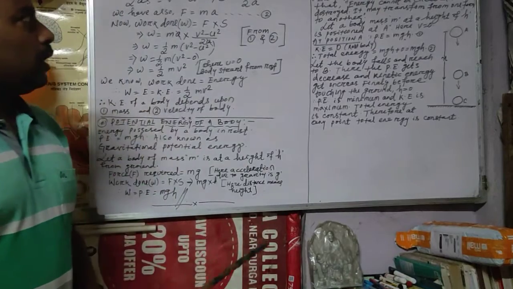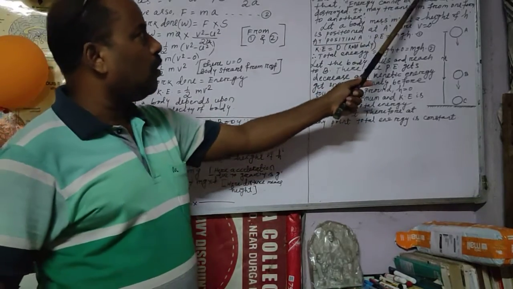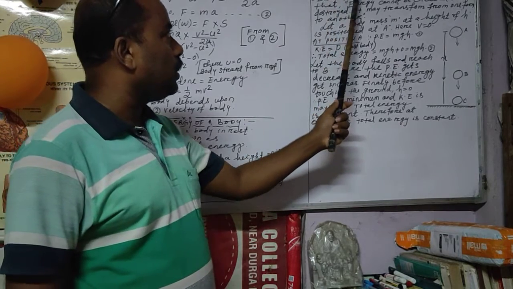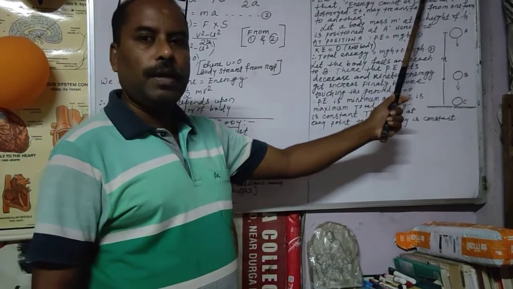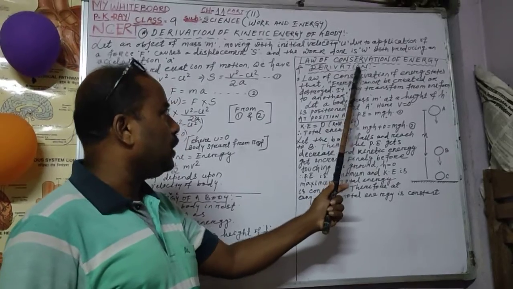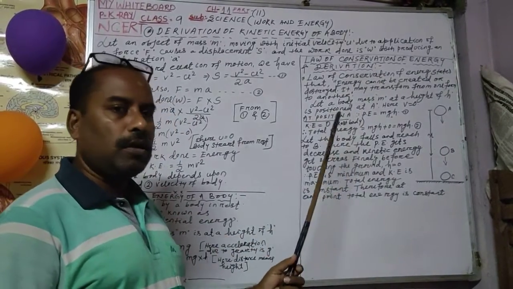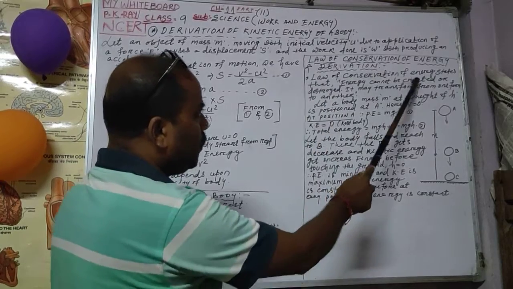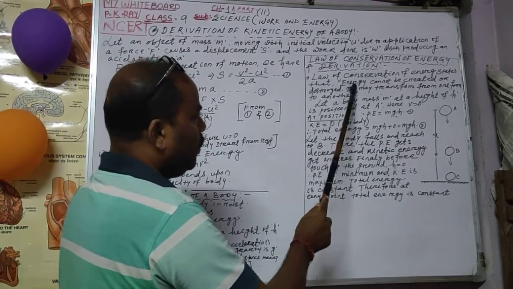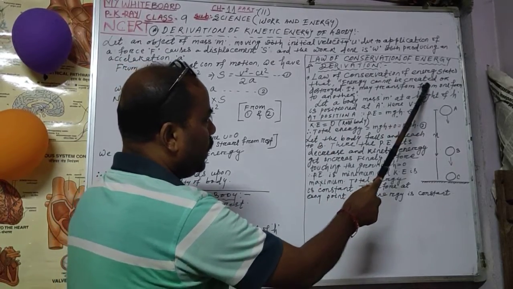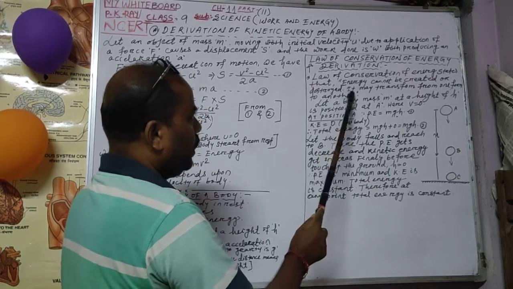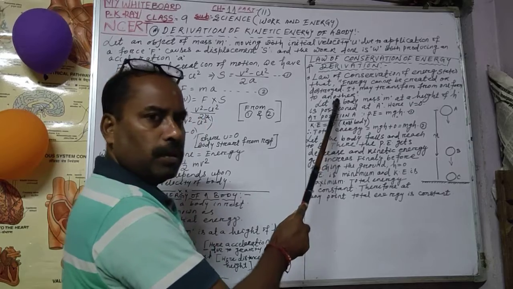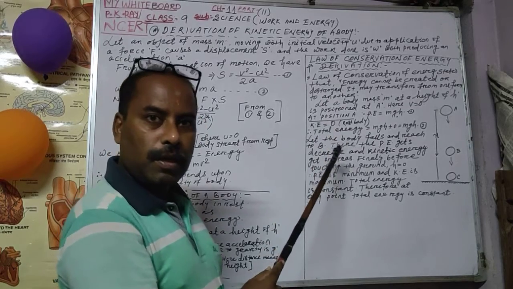Now we'll come to the third topic, the law of conservation of energy derivation. So we have to see what the law of conservation of energy is. The law of conservation of energy states that energy cannot be created or destroyed. It may transfer from one form to another form. So this is the law of conservation of energy.